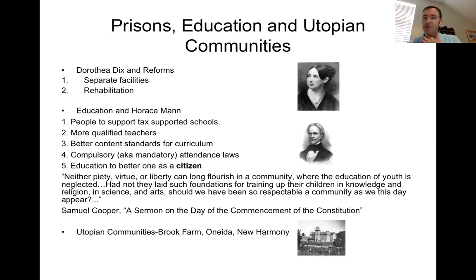So last but not least on the slide, the idea of utopian communities. What is a utopian community? Can we ever have a perfect society? Well, a lot of these utopian communities, guys, Brook Farm, Oneida, New Harmony, those are three that usually get the most attention. That's a picture of one of them. They're going to be communities that are popping up.